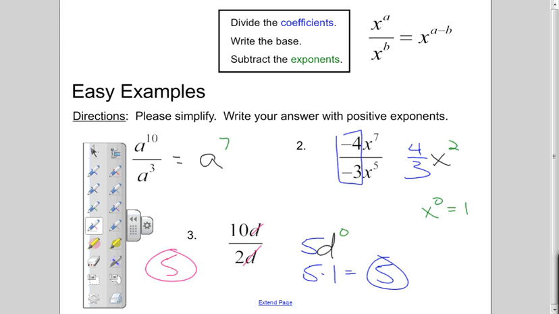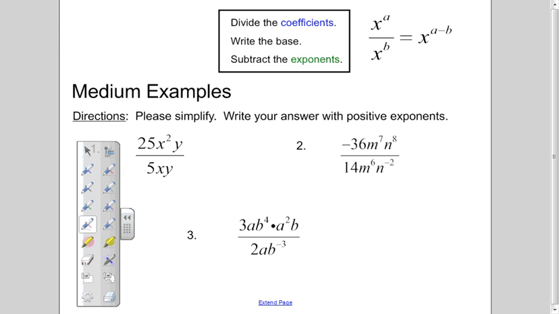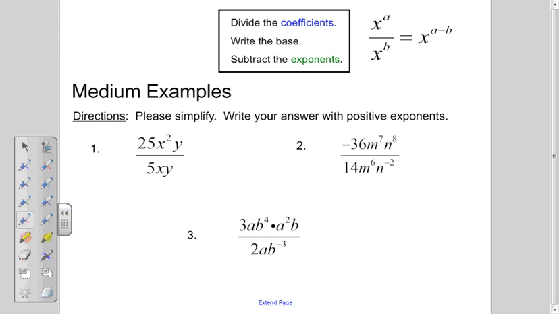Okay, now we'll move over to some medium examples. Again, if you're just scrolling to this part, here's my brain box that's telling me some steps. Divide the coefficients, write the base, subtract the exponents. And again, this is the basic property from a notation standpoint: x to the a divided by x to the b is equal to x to the a minus b. Again, notice it demonstrates how I'm subtracting the exponents. So the directions say, please simplify, write your answer with positive exponents.